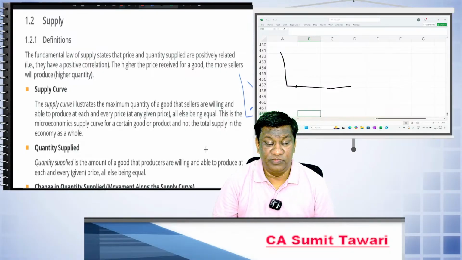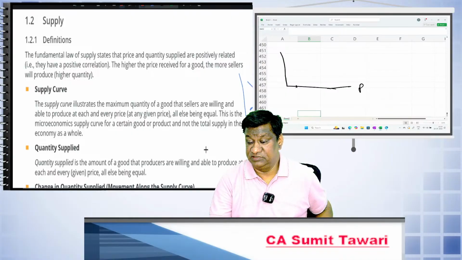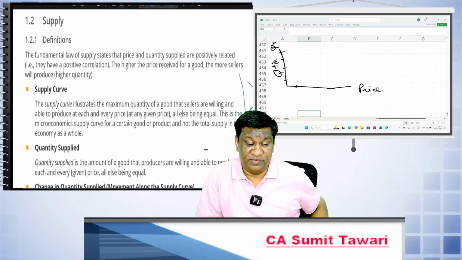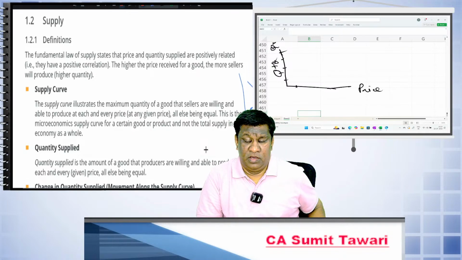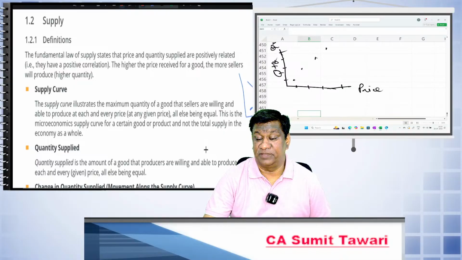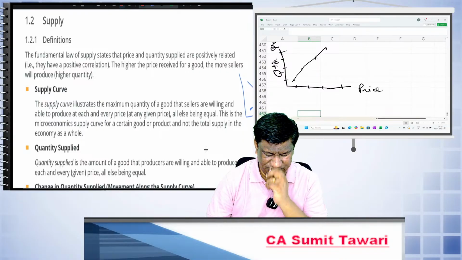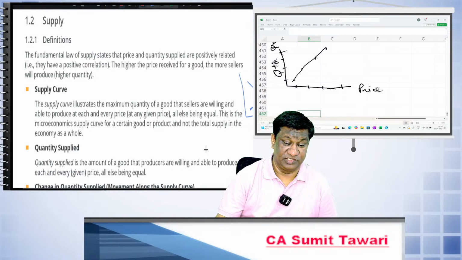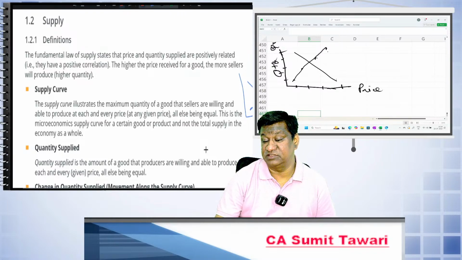At this price, how much can we supply? This is price, this is quantity. Are we supplying a higher quantity or lower quantity if the price is low? Low quantity, yes. If the price is low, suppliers are not inclined to supply more quantity because they may get a lesser margin. If the price increases, meaning the customer price increases, then they can supply more quantity. So the demand curve is something like that, and supply is something like that.